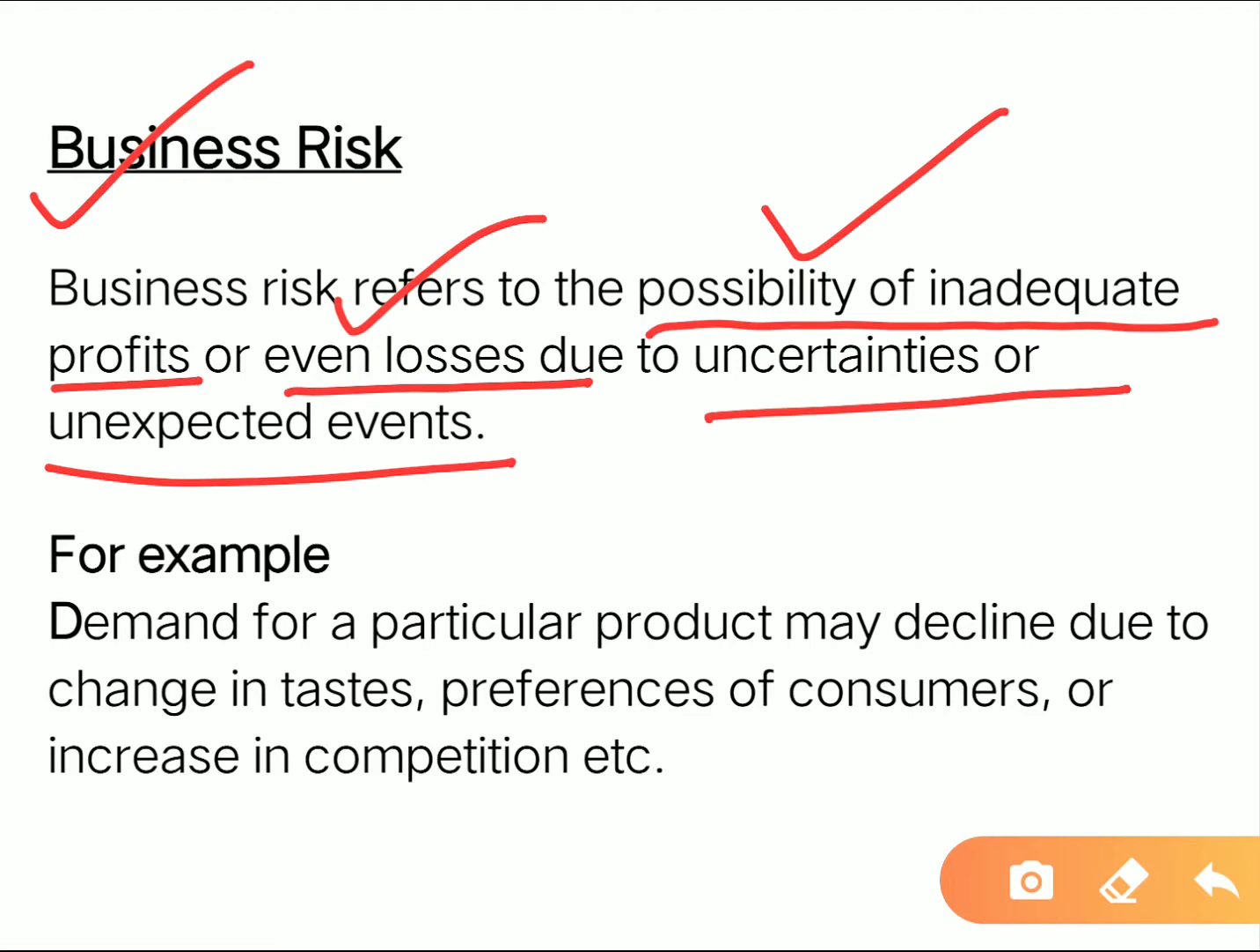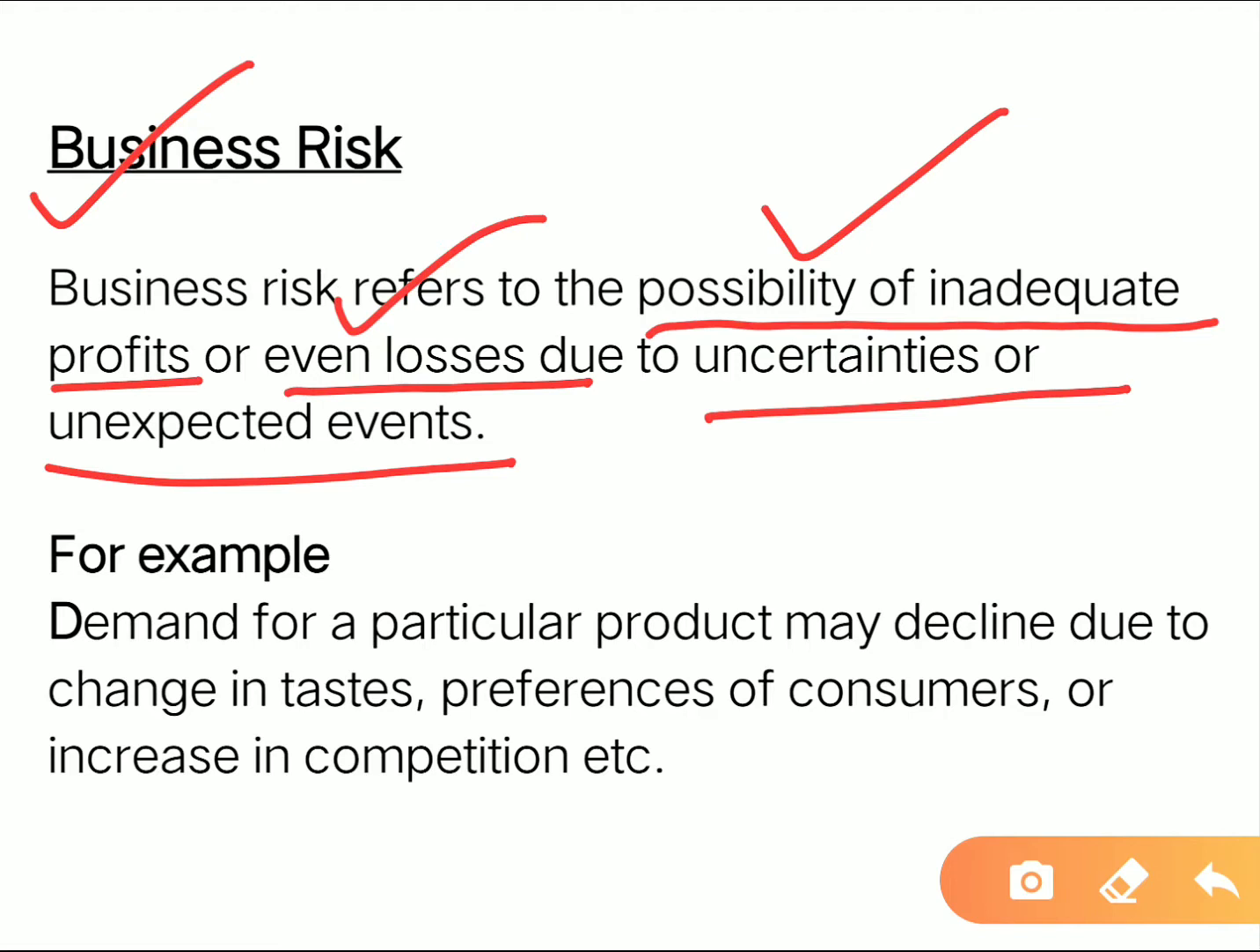We are not sure what is going to happen in the future, and due to that uncertainty, and due to unexpected events, meaning the events which we do not expect, they can prove bad for a business. So business risk is when there is a chance of inadequate profit, when the business does not earn good profit, or when it suffers from loss, then we say that the business is at risk.